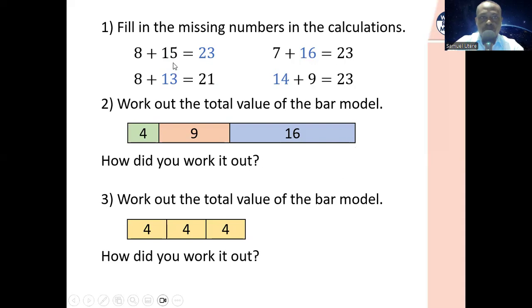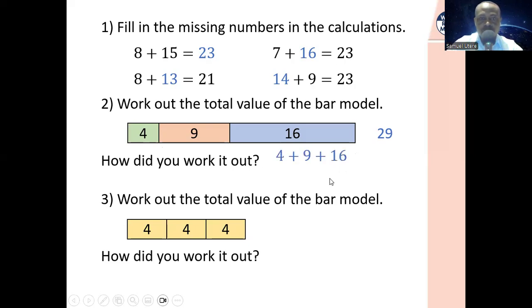Okay, I'm sure you may have used the facts from this first question to answer this one. We're going to revisit it in this lesson. And then the bar model, you were told to work out the total value of the bar model. Remember, in our earlier lessons, we said we always add the bars in the bar model. So 16 add 4 is 20, 20 add 9 is 29. So this is what we did.